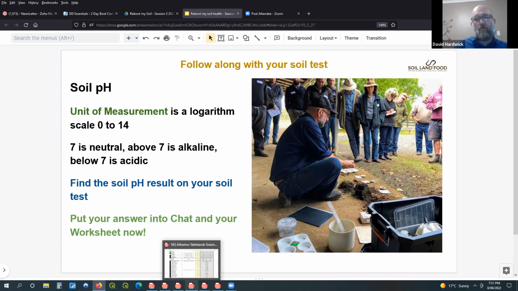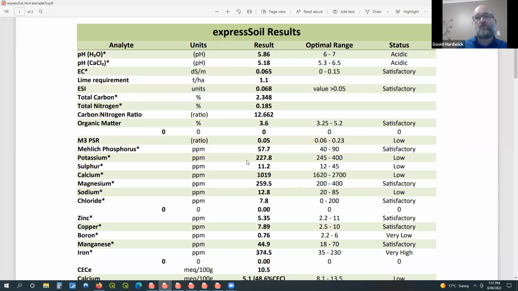I'm going to have a look at one or two more. We've just had a look at that Victorian cropping paddock. Let's have a look at a horticulture paddock now, growing veggies.